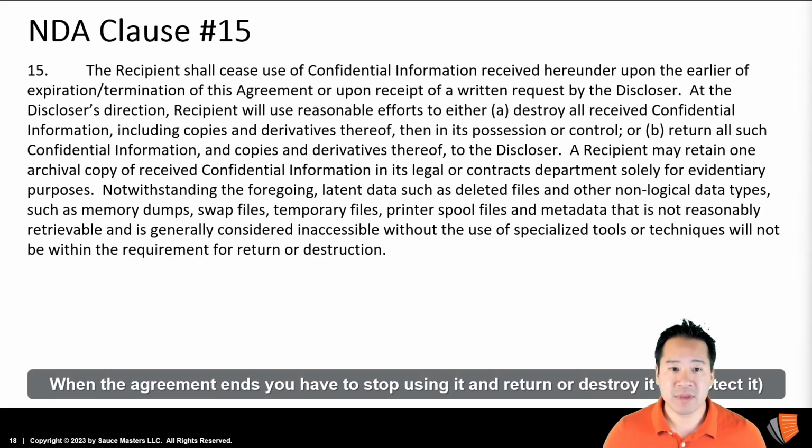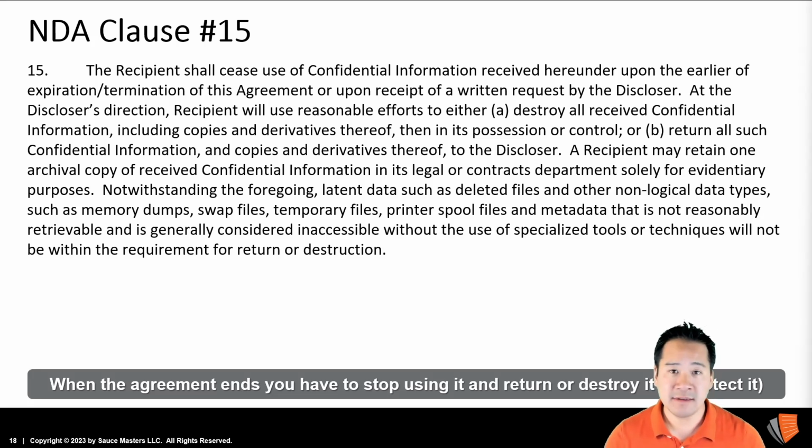Number 15, this means the person who receives the confidential information, they have to stop using it when the agreement ends, or if you tell them to stop. So the person who receives the information after the expiration of the agreement, they should try their best to either destroy all the confidential information that they have, including any copies, or give it back to the person who shared it, whether that's you or you for the other party. And it also says you can keep one copy, just one, for legal purposes, dispute resolution.